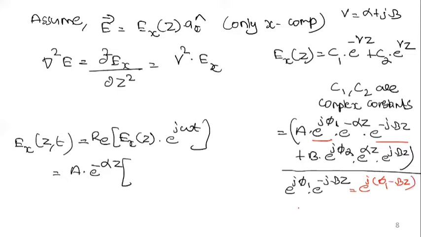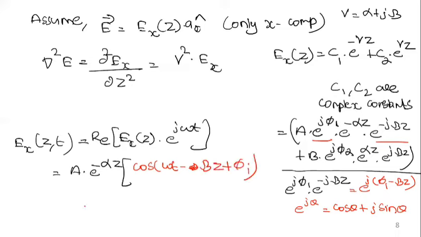Which makes it, now also you know that e raised to j theta means cos theta plus j sin theta. These things you should know, you might have studied in your complex variables and all. So which updates the equation to A e raised to minus alpha z into cos of omega t minus beta z plus phi 1, plus B e raised to alpha z into cos of omega t plus beta z plus phi 2.